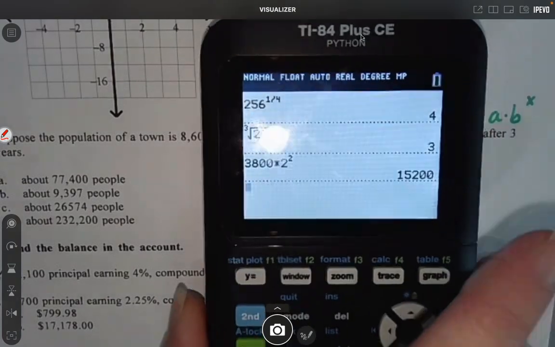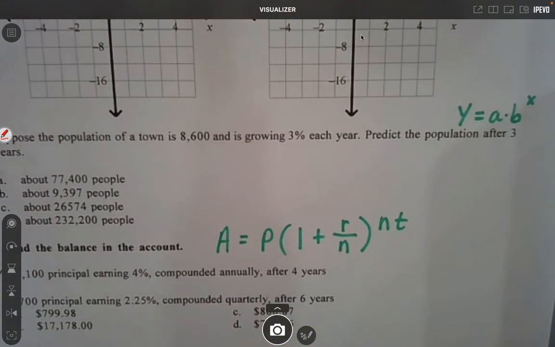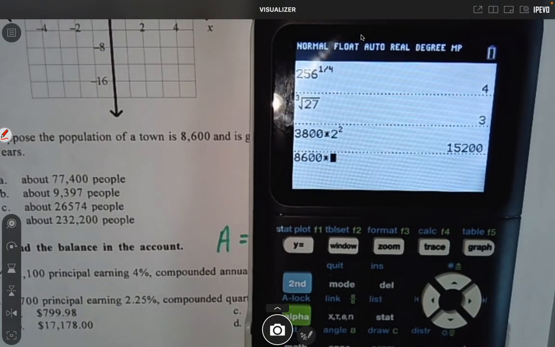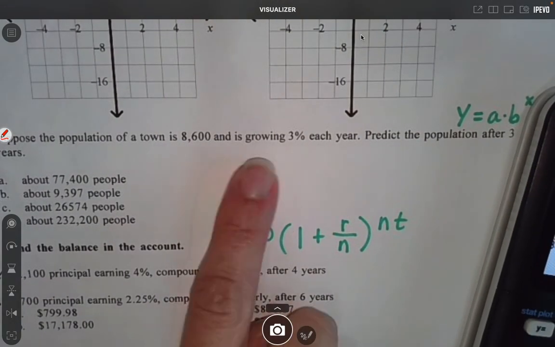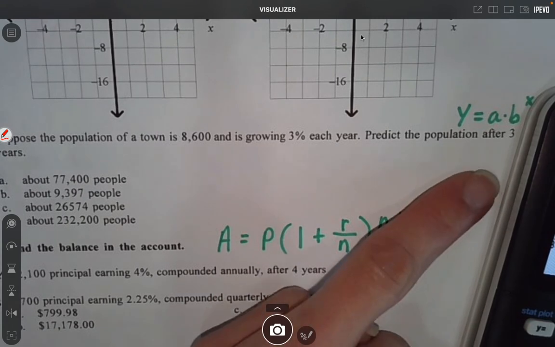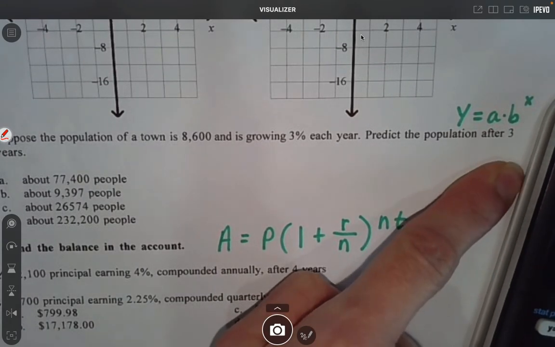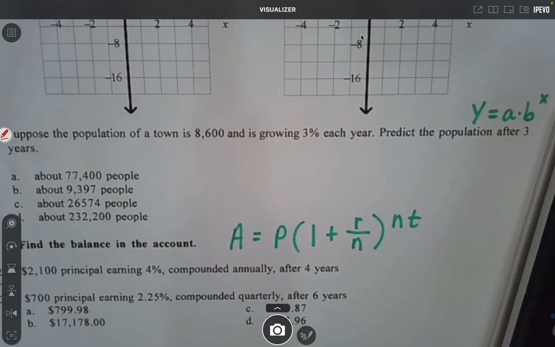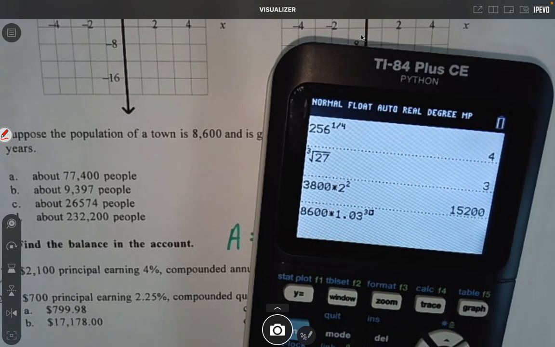So what I'm going to do is put 8,600 times 1.03. Does everybody know where we got 1.03? Yes, it's growth, so you put the 1, and 0.03 is the 3%. Now, I'm putting it to what power? After how many years? 3. So I'm going to put it to the third power.